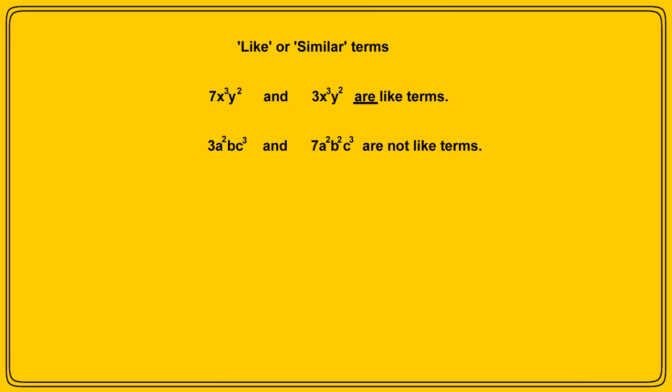Now 3a squared b c cubed and 7a squared b squared c cubed are not like terms. Sure, they both have an a squared and a c cubed, but one has just b and the other b squared. And that means we can't add or subtract these terms.